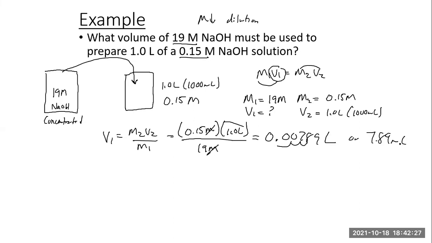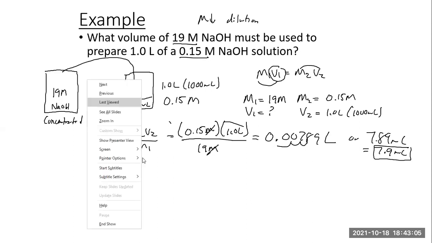If we want to round a little bit here, we'll take it to 7.9, since everybody else is in milliliters. What that means is we would go into this bucket here of the 19 molar sodium hydroxide. We would take out 7.9 milliliters of it.